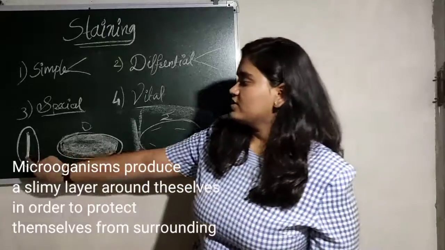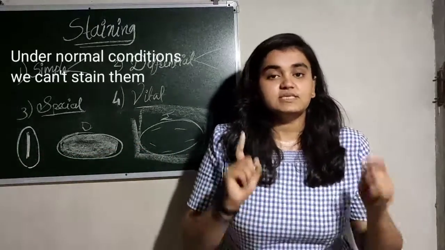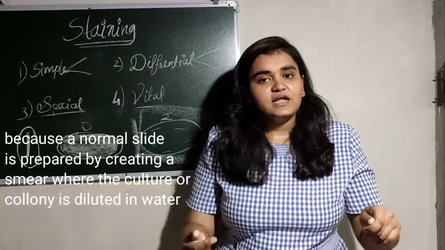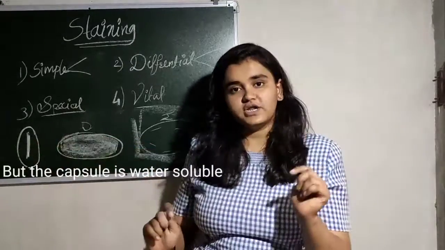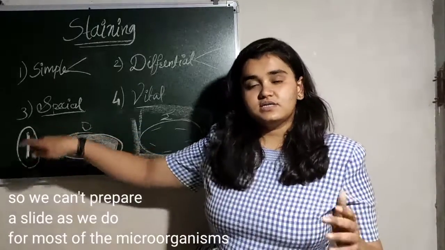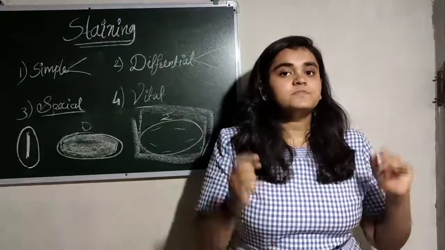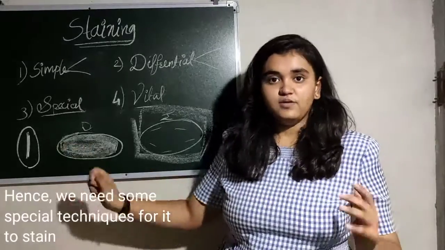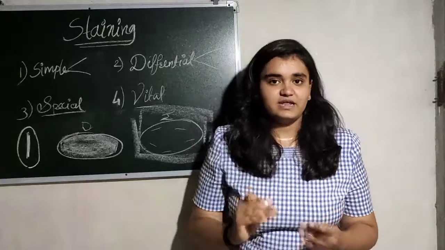If we want to study this capsule, we can't study it under normal conditions, as a normal slide is prepared by taking the culture and diluting it into distilled water. But this capsule is water soluble, so we can't dilute the culture, as the capsule will dissolve in the water. So it requires another type of method to get stained. These types of staining fall under the special staining category.